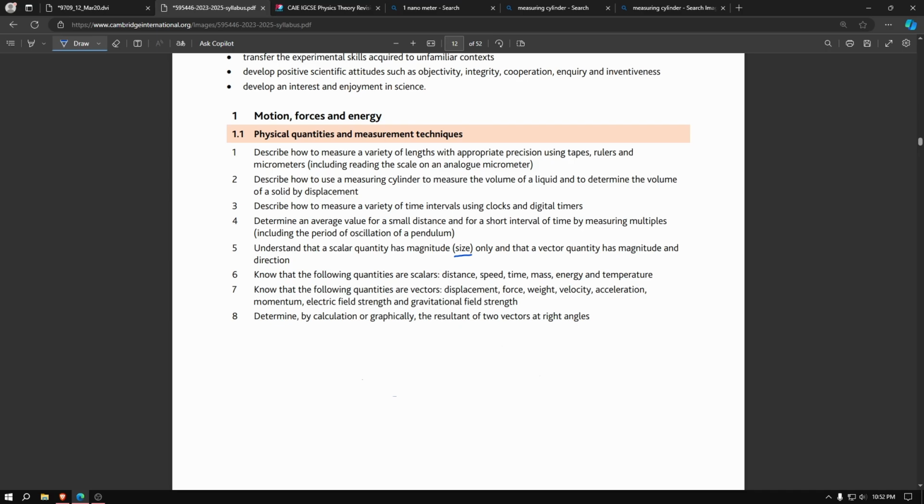So scalars and vectors are basically something called a physical quantity. What is a physical quantity? We'll get into that. A physical quantity is basically something that has a unit and can be measured.